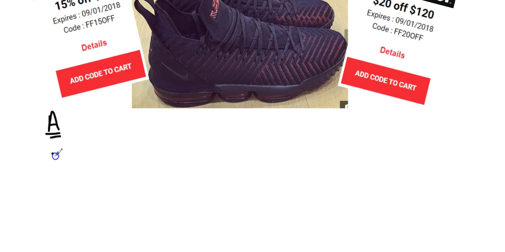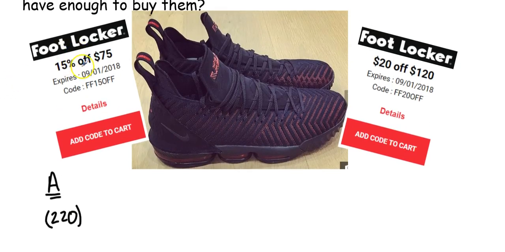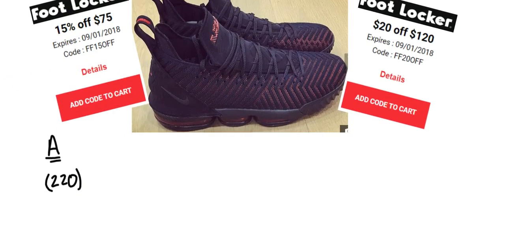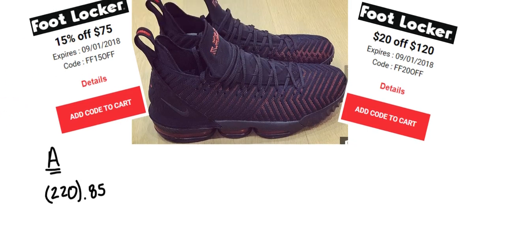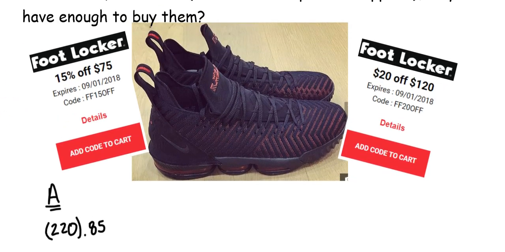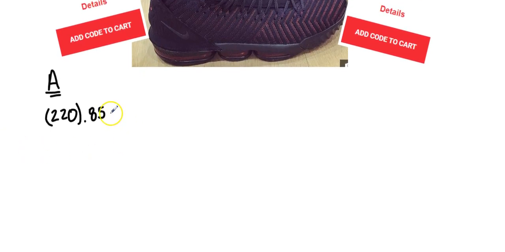So I'm going to start with the price of my shoes, so that's my $220. And the first thing I'm going to do is take 15% of that. So how do I do that? Well, I multiply 0.85 by my price, because that gives me the total price after I take the 15% off. So 220 times 0.85 is going to give me my price after I apply that 15% off. All right, so here's my first one. The second one is I'm going to take $20 off of whatever that price is. So minus the $20. So I go through and I do the math.